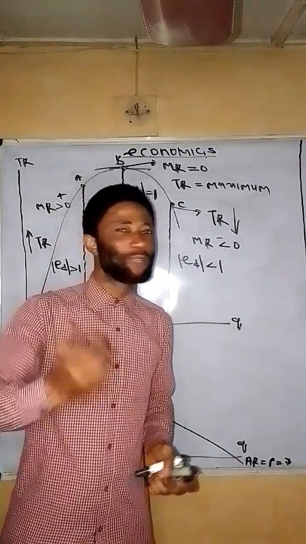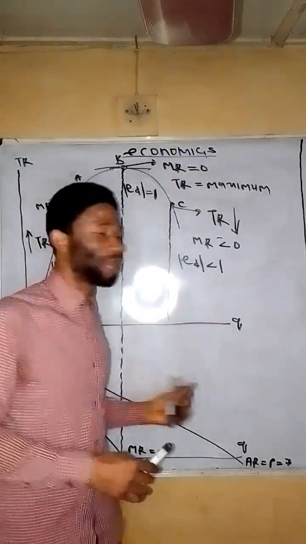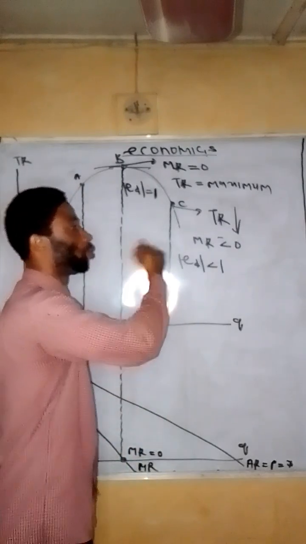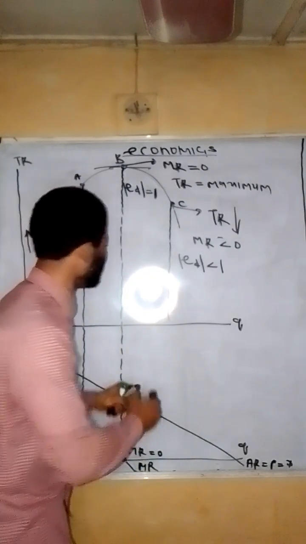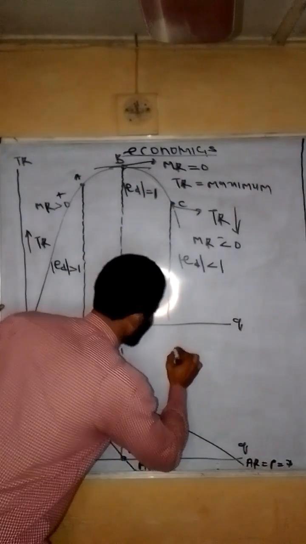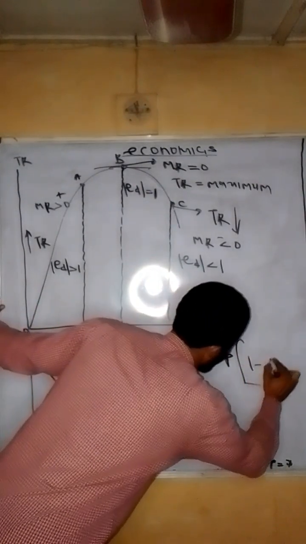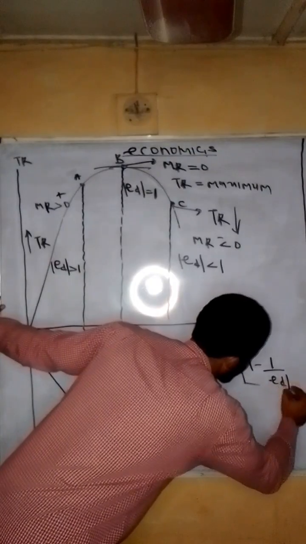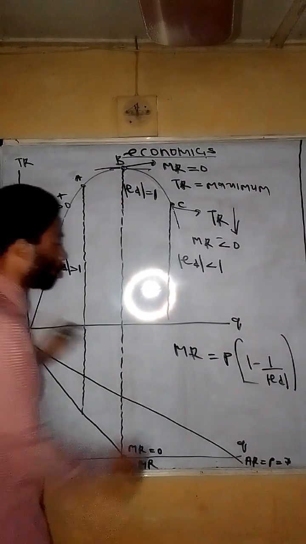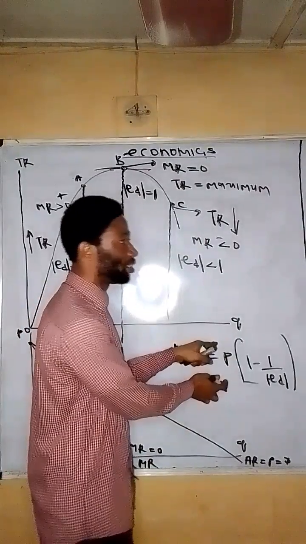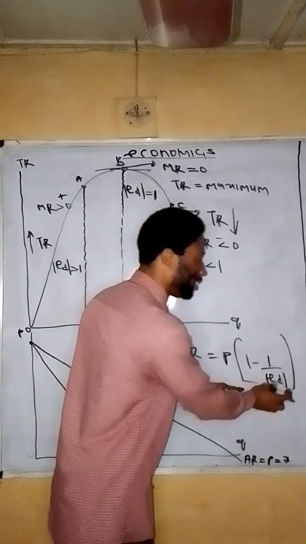Now, in my next video, I am going to do the mathematical analysis of whatever you are seeing here. We are just going to go through calculus to show the relationship that will exist between them. It may interest my viewers to know that marginal revenue can be written as price times bracket 1 minus 1 over elasticity of demand. So MR can be given as P, which is average revenue, times bracket 1 minus 1 over elasticity of demand.